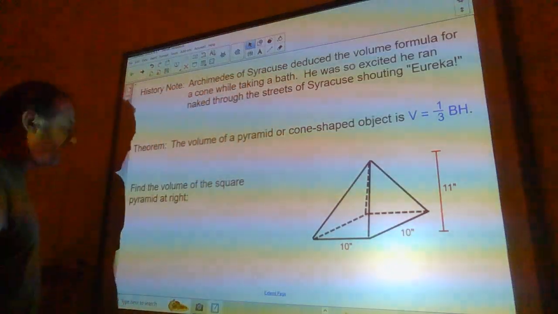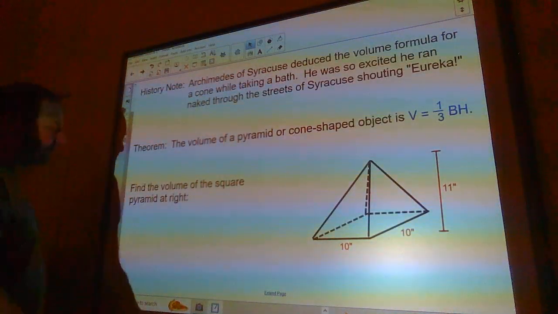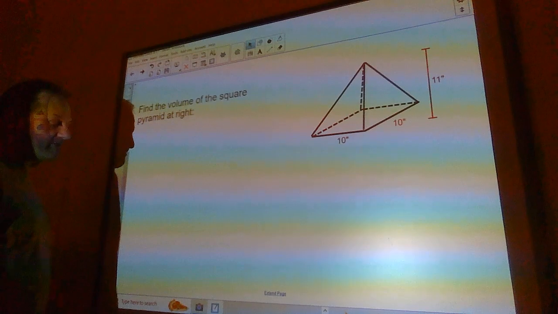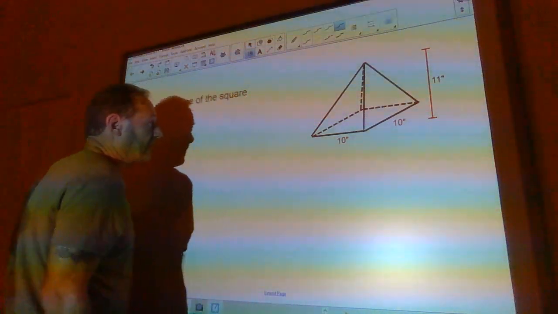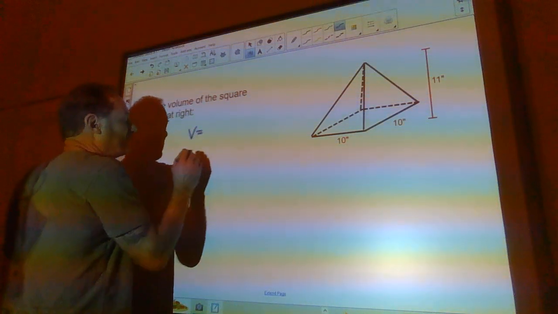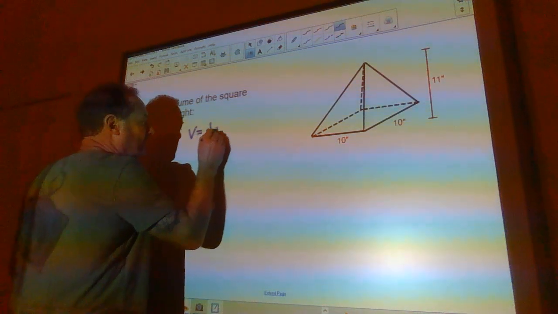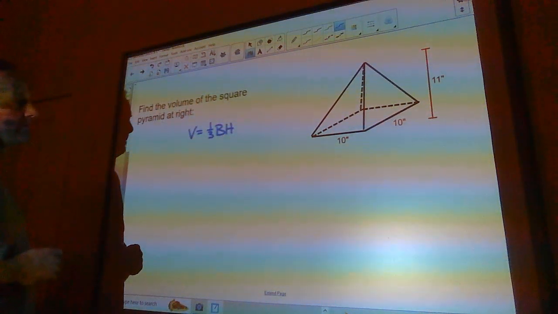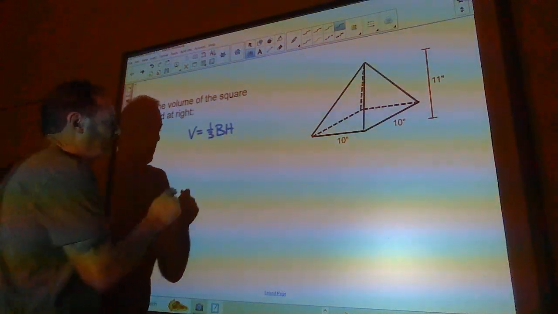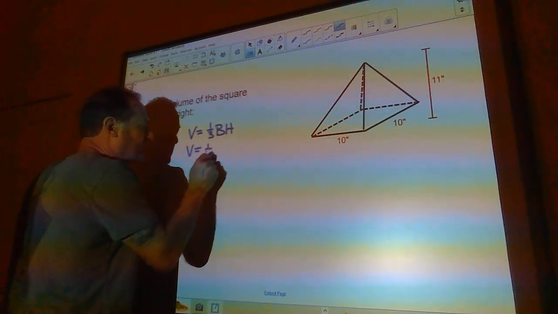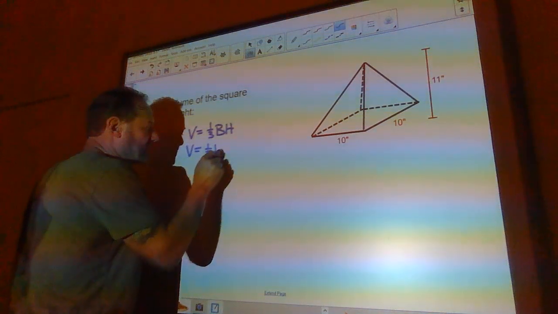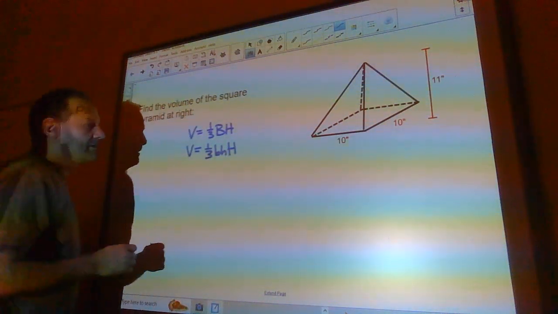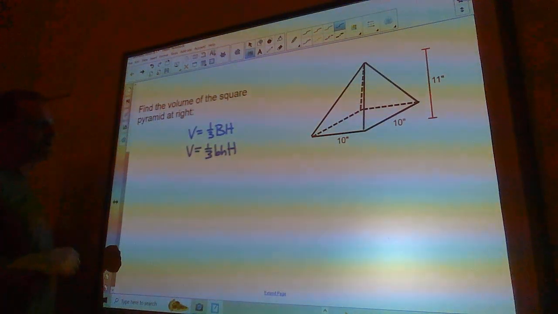Okay, so here I have a square pyramid. I want to find the volume of that. So I write down my formula. I know that since it's a pyramid, the volume formula is going to be 1/3 the area of the base times the height. The base is a square, so this volume is going to be 1/3 the base times the height of the pyramid.